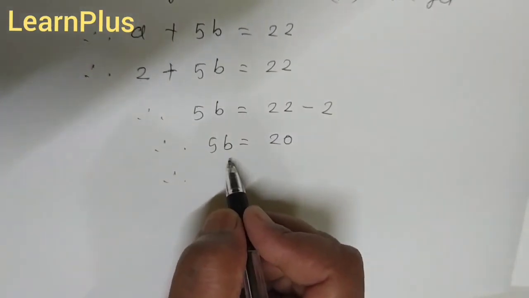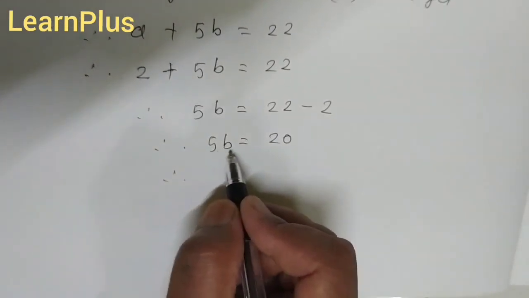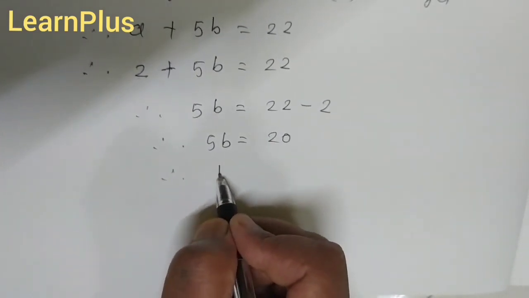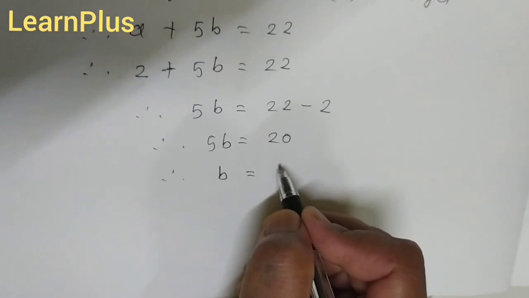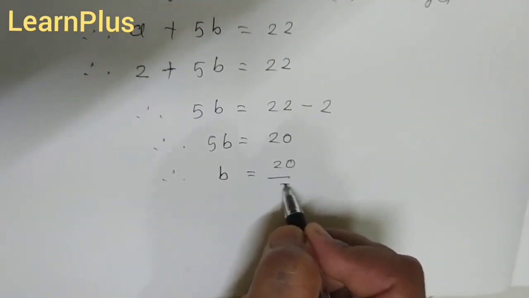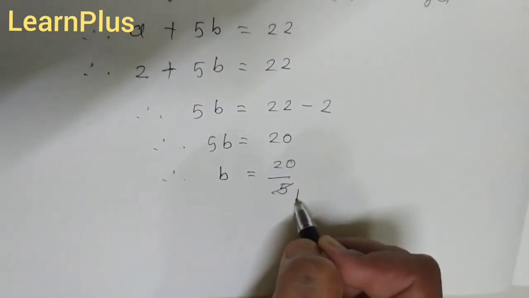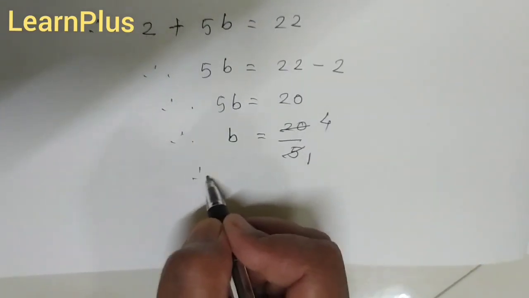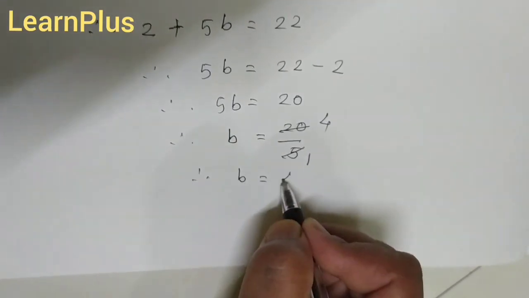Okay, then we'll find the value of b. Here 5 is multiply, multiplication here, so there it will go and divide. Means here what is remaining here, only b. b is equal to 20 by 5. Okay, then 5 ones are 5, 5 4s are 20, means here b is equal to 4.